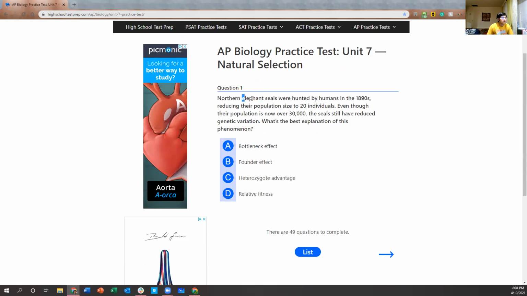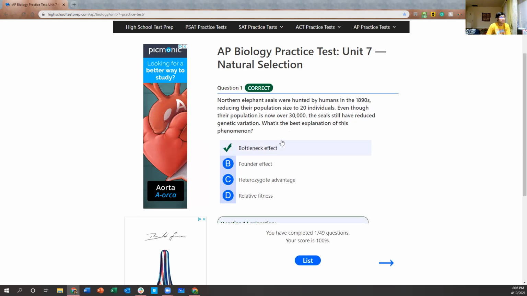Okay, so northern elephant seals were hunted by humans in the 1980s, reducing their population, but now it's over 30,000, but still they have reduced genetic variation, and that's because of what? Well, that's because of the bottleneck effect, right? Because of human hunting, there was a bottleneck that reduced it, and that resulted in genetic drift, which is low genetic variation.